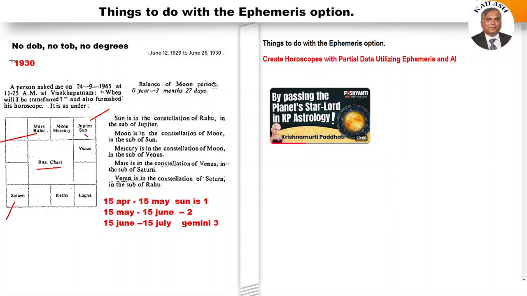So the year should be 1930, and his date of birth should be between this period. Now, since here the sun's star lord and sublord is given, and like I mentioned that the sun's movement is like 1 degree a day. So based on this, and since I knew from the top of my mind how many degrees this particular star lord sublord means, it's not difficult.